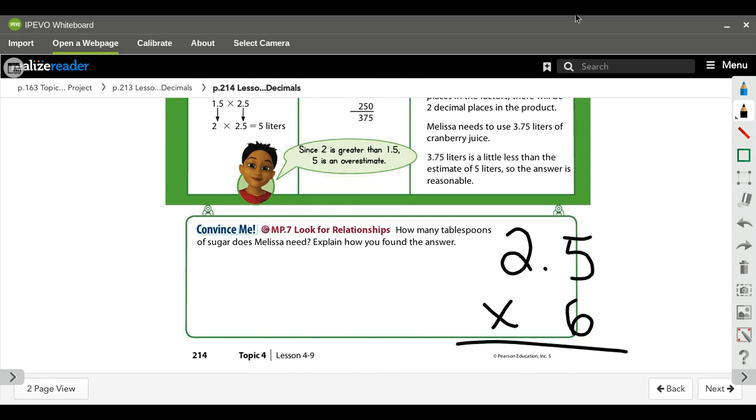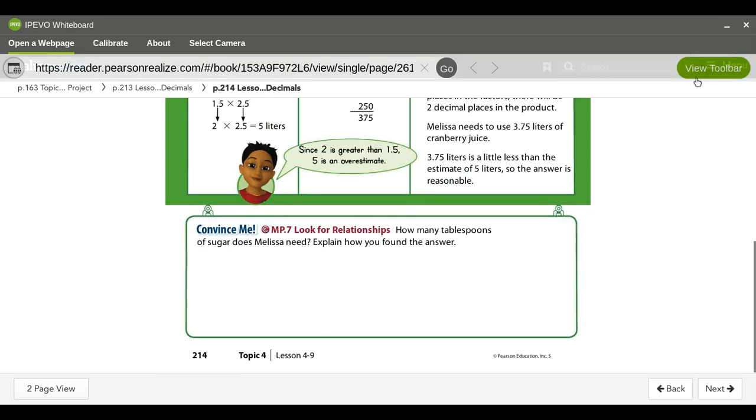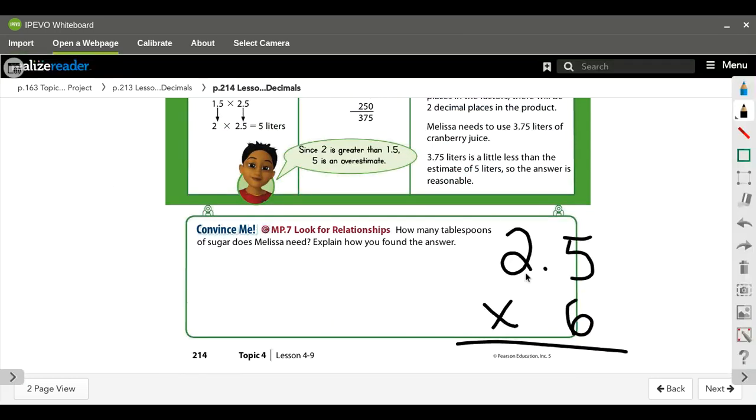Again, I'm not going to do anything with the decimal until I need to, which is at the end. So I ignore this decimal until the end. I treat it just like regular multiplication, and then I worry about the decimal at the end. So 6 times 5 is going to be 30. So put down the 0, regroup the 3. 6 times 2 is going to be 12, plus 3 is going to be 15.